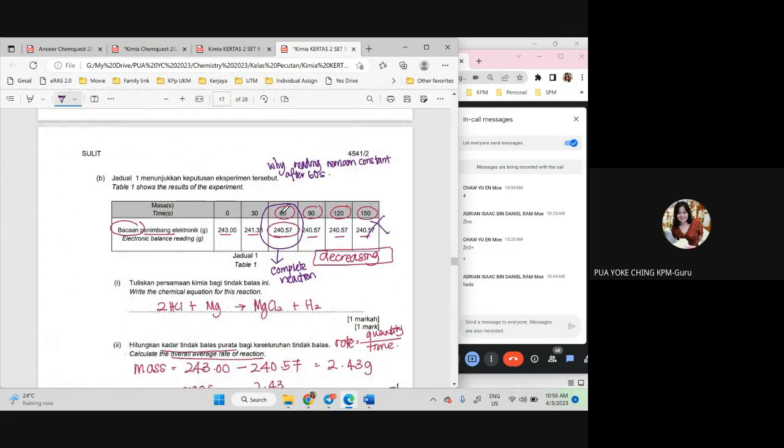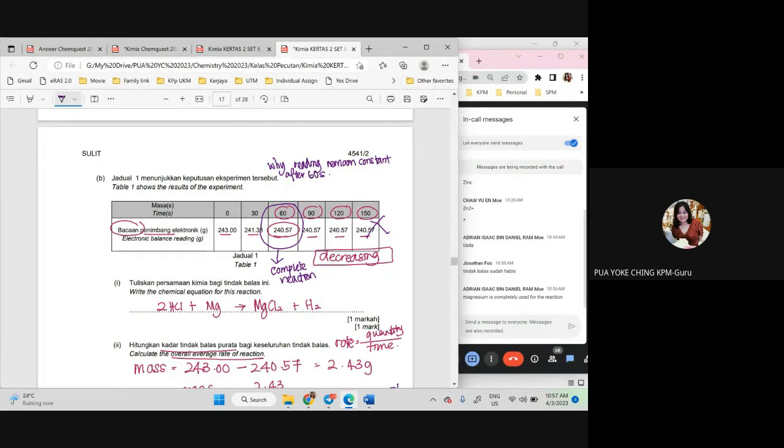Tak ada orang nak jawab. Halo. Tindak balas sudah habis. Kenapa you tahu tindak balas sudah habis? Apa yang sudah habis? Magnesium is completely used for the reaction. Yes. Okay. Kena lengkap. Reading of the electronic balance remain constant after 60 seconds is because kena very lengkap.